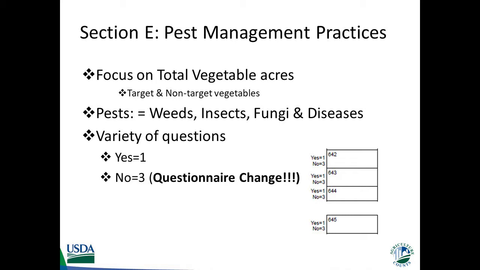Many of the questions asked in this section have been asked for several years on the fall chemical surveys, but one change that has occurred since the last time VCUS was conducted is that for the yes-no questions, enumerators should be entering a 1 for yes and a 3 for no. In past years, only ones were coded when the answer was yes, and no's were left blank, or the enumerator would enter a dash in the cell. For 2020, 1 for yes and 3 for no.